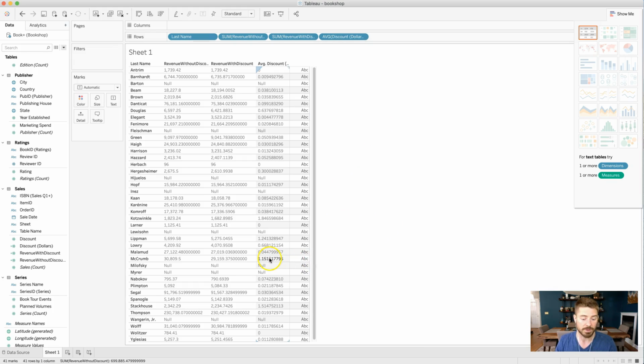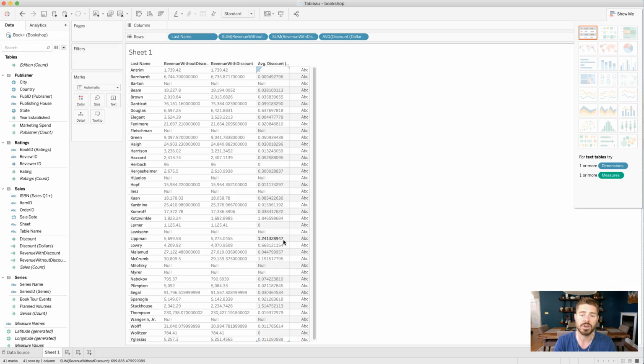And for instance, we see McCrum is still quite high. So we're giving away on average about $1 per transaction involving McCrum. The only ones I see that are bigger are Stackhouse, at about $1.50 per transaction discounted, and Littman, at about $1.25 per transaction discounted. So obviously this is a gateway to a big exploration.